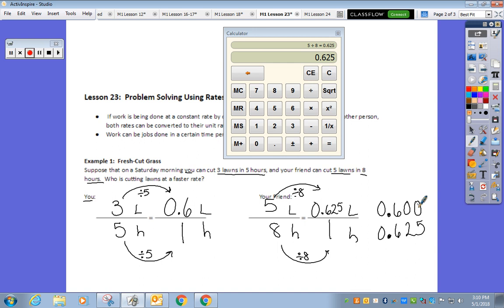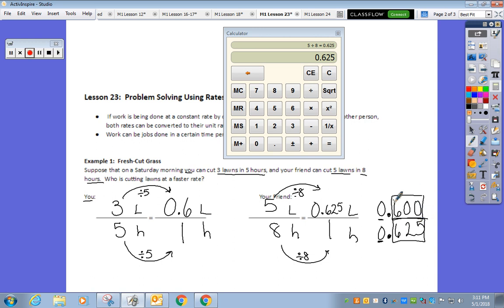When comparing decimals, the first thing I should do is look at the whole numbers. In this case, the whole numbers are the same. They're both 0, so that doesn't tell me anything. Then, since the decimals are the same lengths, I just look at the numbers as a whole after the decimal and compare them that way. So 625 is greater than 600, which means my friend can mow faster than I can.